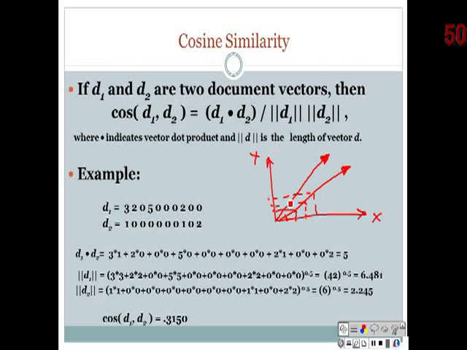So this is the vector for document 1, and this is for document 2. How similar those documents are to each other is based on the cosine of theta, the angle between those two documents. If one document were exactly on top of the other, theta here equals 0. Those two documents are exactly the same.